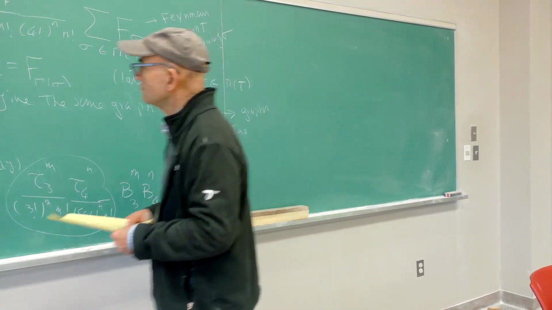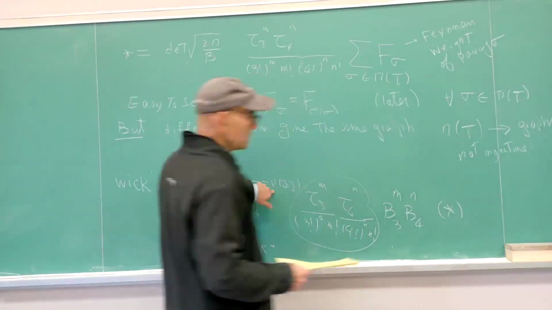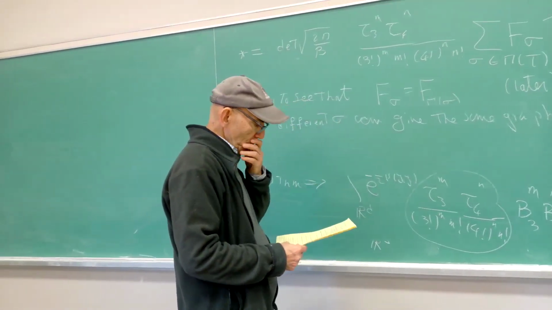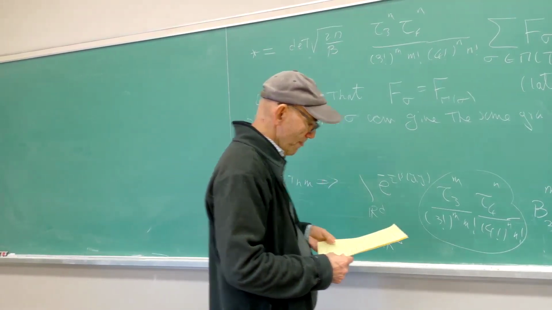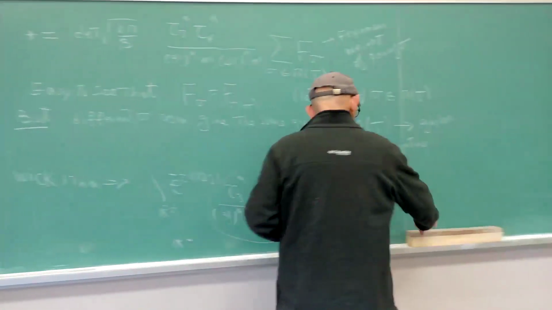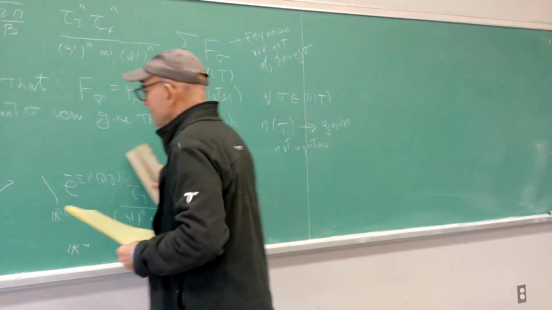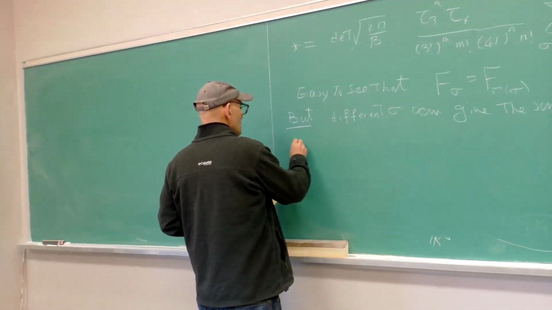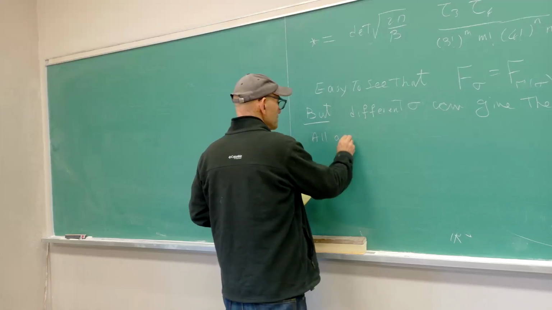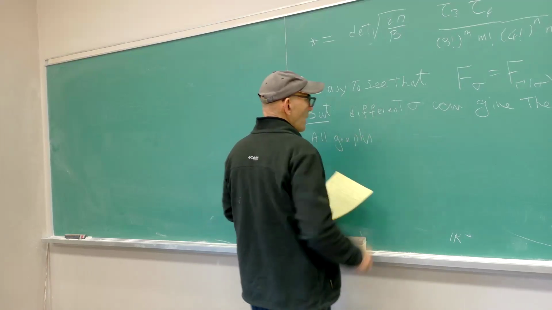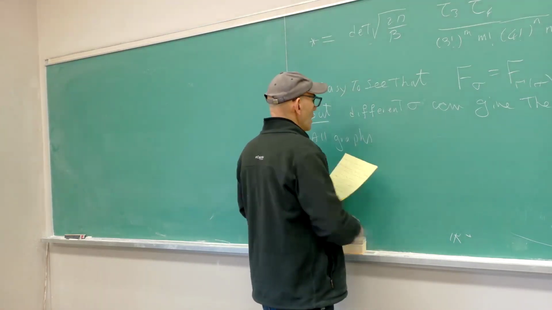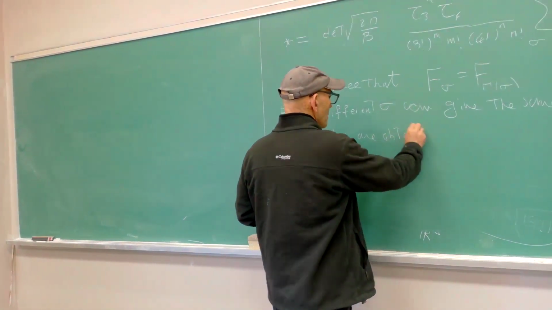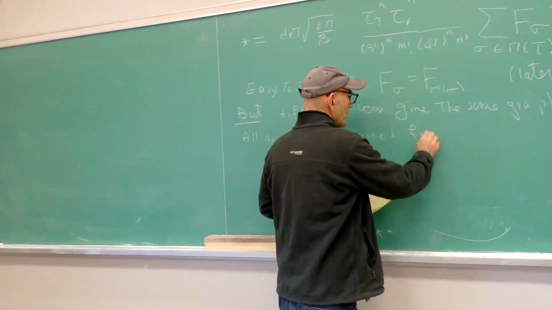Okay, and B of course is this B. Now, one thing is obvious: all graphs are obtained from pairing.